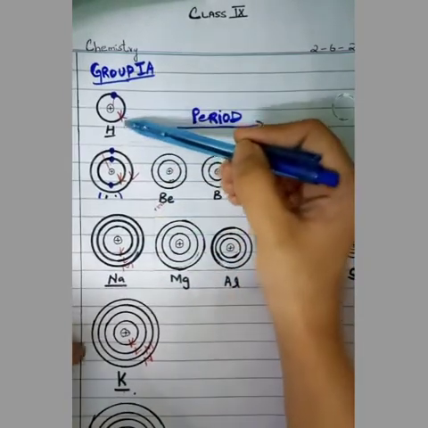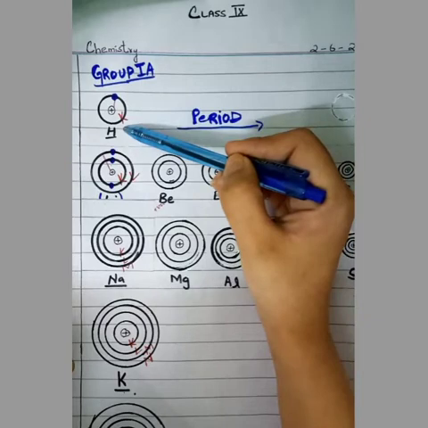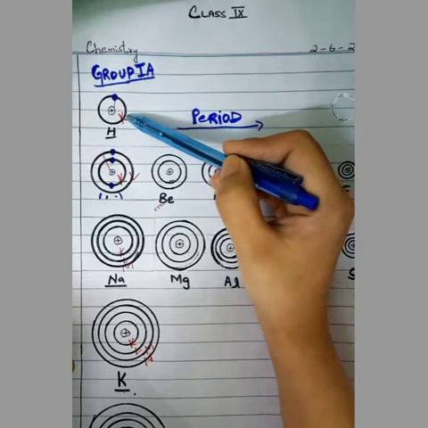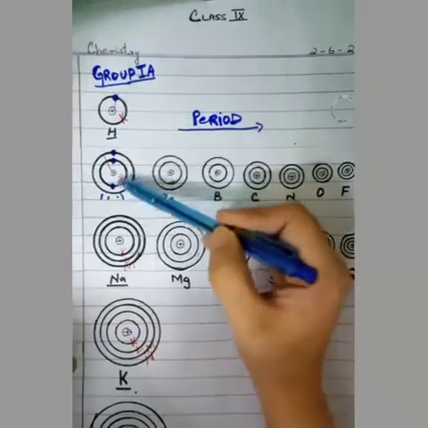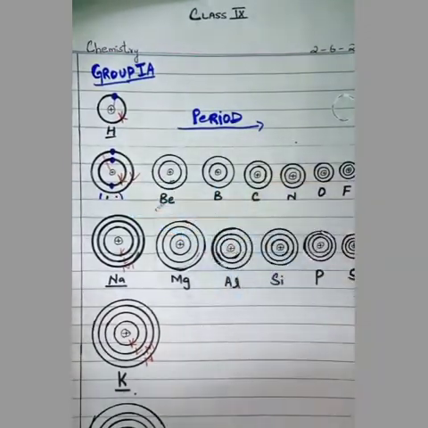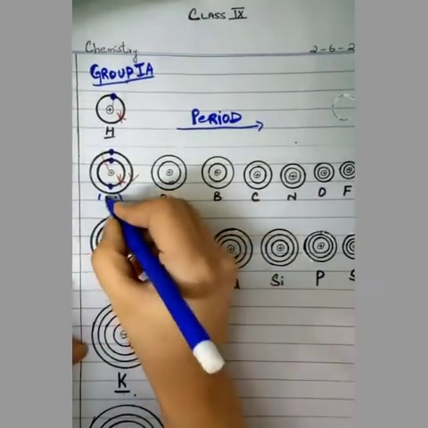As the number of shells are increasing, the size of atom is also increasing. You can see here this is the first element of group 1A, that is hydrogen. In hydrogen only one electron is present, so its atomic radius is less as compared to lithium. This is the element lithium having atomic number 3.